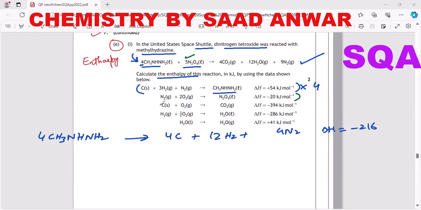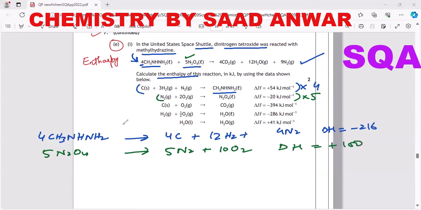Now the next, guys, this is 5 moles N2O4, dinitrogen tetroxide, and we need to flip this as well. We need to multiply this equation by 5 and flip it. So it would be 5 moles of N2O4, giving 5 moles of N2 and 10 moles of oxygen. When you multiply this by 5, minus 20 times 5 equals minus 100, but here we put plus 100 because we flipped this equation. Okay, guys.